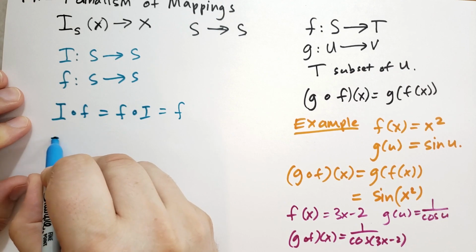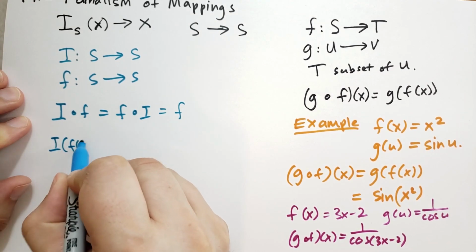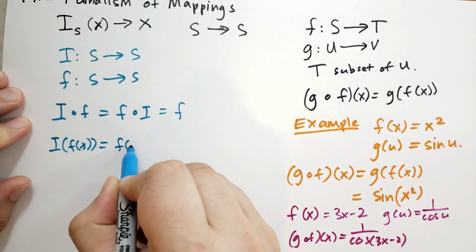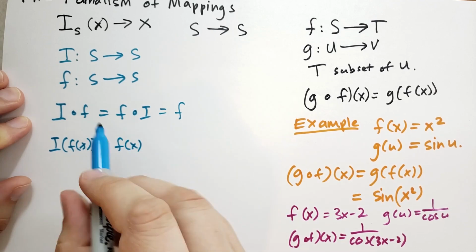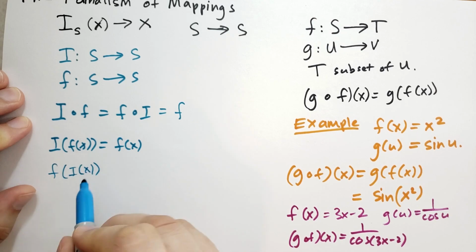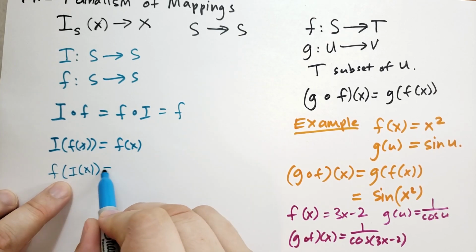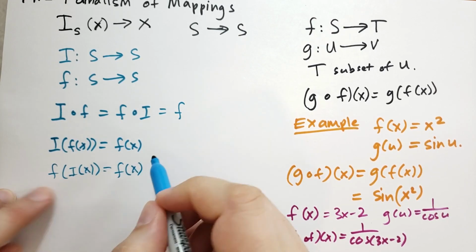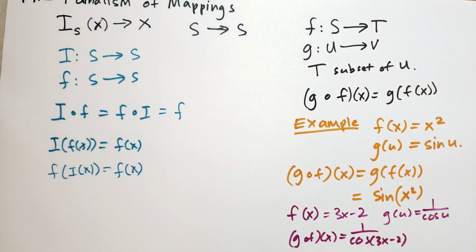So I of F would be the identity of F of X, which would just be F of X, right? Because the identity doesn't do anything. F of I would be F applied to the identity of X. Well, that's just going to give you F of X back. Okay, and that's why those things are true. Very trivial to prove that.